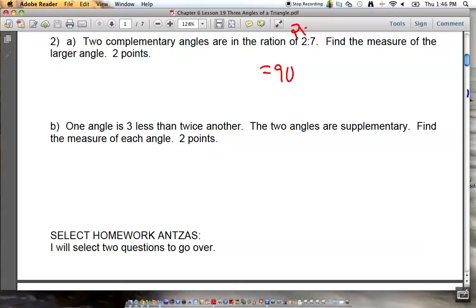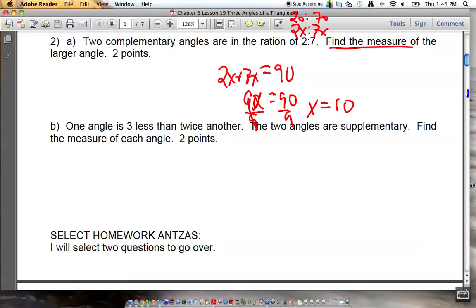2x and 7x. Good. So I add them up to get 90. 2x plus 7x is 90. 9x is 90. Dividing by 9, x is 10. So what's this one? 20, and this one is 70. What's the larger angle? 70, because it says find the measure of the larger angle.